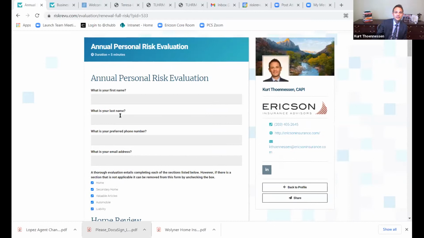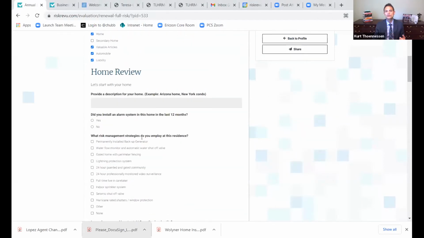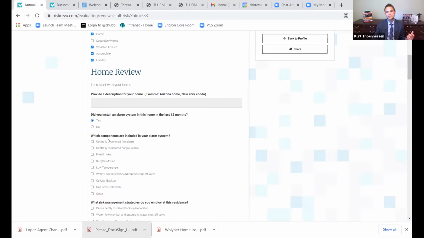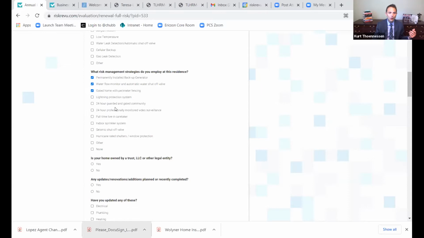So basically, here's an example of an annual personal risk evaluation, which is the same as a personal renewal questionnaire. In this form, they can review up to 2 homes, 1 home, secondary home, valuables, auto, and liability. They can remove a section if they don't have it by checking the checkbox. And then it goes through the questions. Which home are we reviewing? Did you install an alarm system in the last 12 months? If so, what are the components? What risk mitigation strategies do you employ at the residence? Generator, water shutoff valve, gated home.